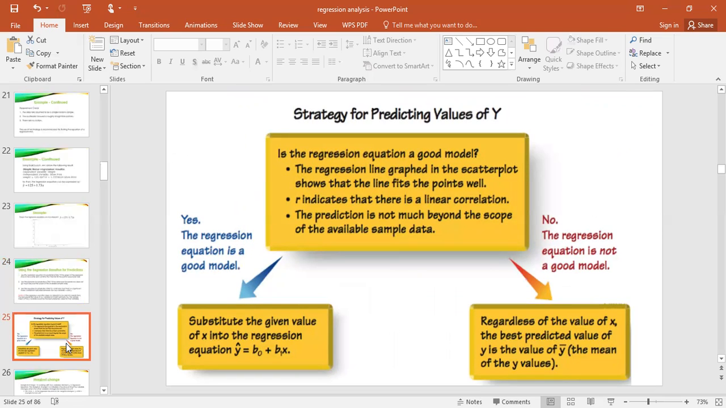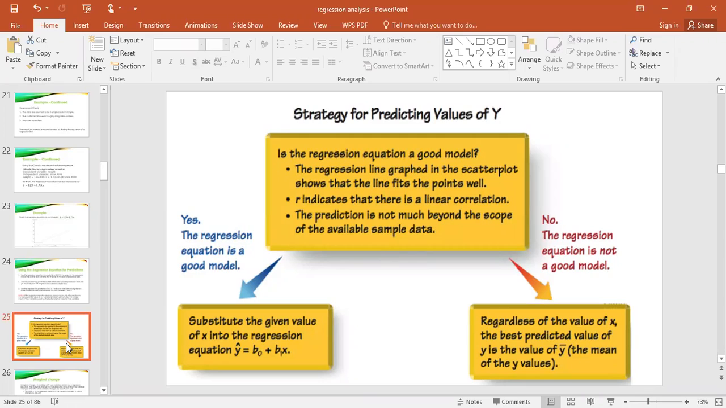If the following qualities are present, then it will be a good regression model. The regression line graph in the scatter plot shows that the line fits the points well. r indicates that there is a linear correlation. The prediction is not much beyond the scope of the available sample data. If these qualities are present, then it is a good regression model.